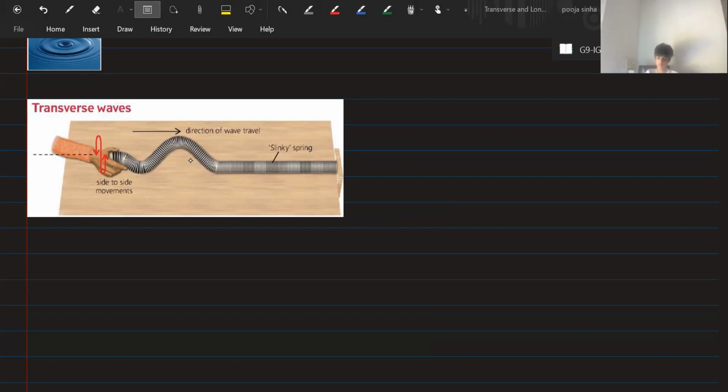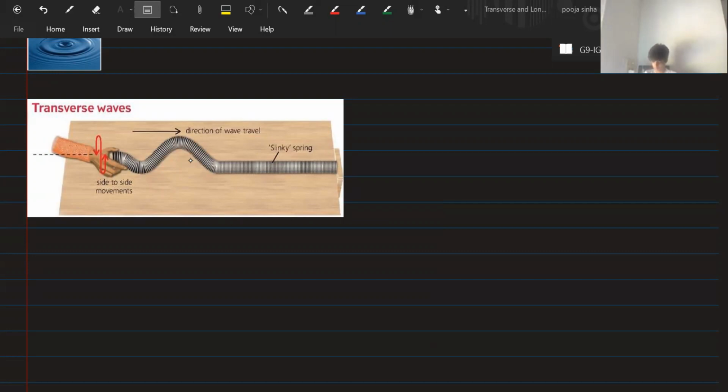All right. When the oscillations are moving up and down, you will call it a transverse wave. So what you see on your screen is a transverse wave. Okay. Because what kind of movement are you seeing? It is like a wave. It is going up and down like this, up and down. Okay. Now I'll show you another picture.